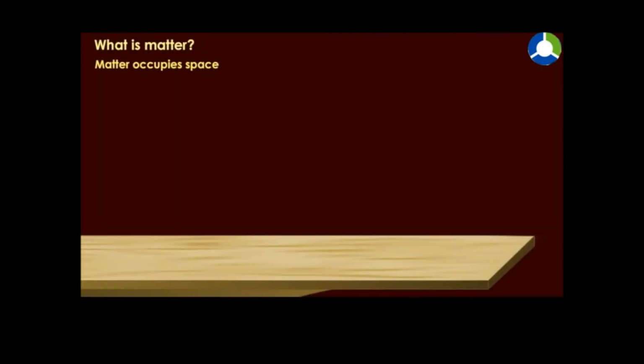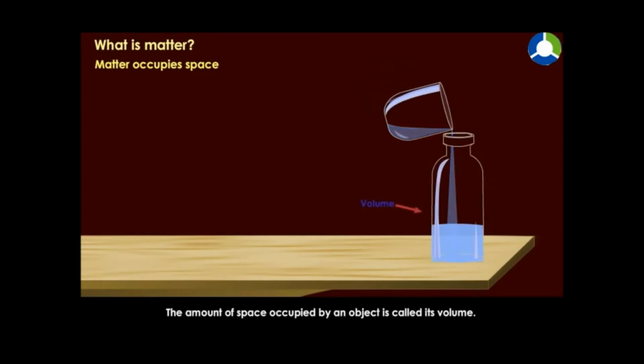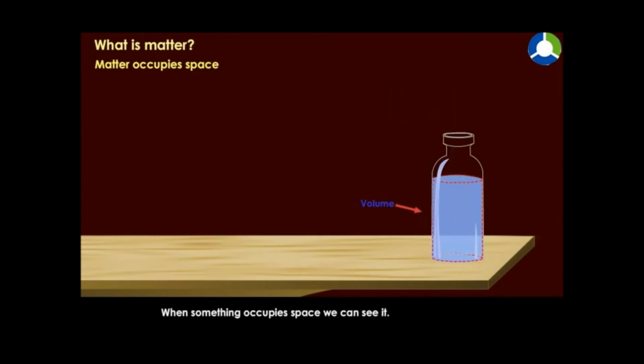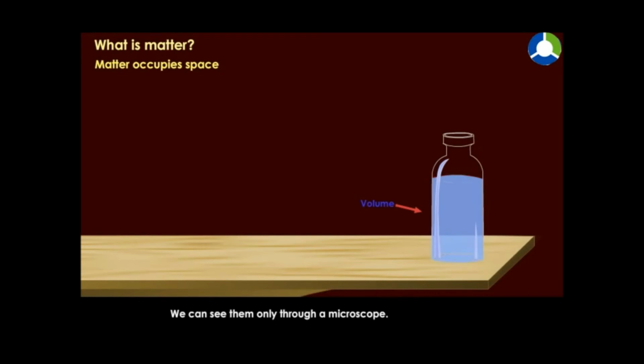Matter occupies space. The amount of space occupied by an object is called its volume. When something occupies space, we can see it. However, small things like germs also occupy space, but we can't see them with our naked eye. We can see them only through a microscope.